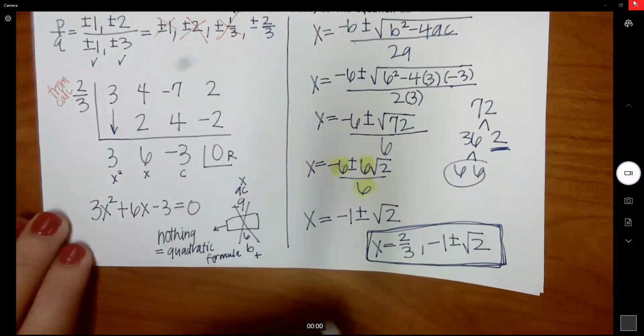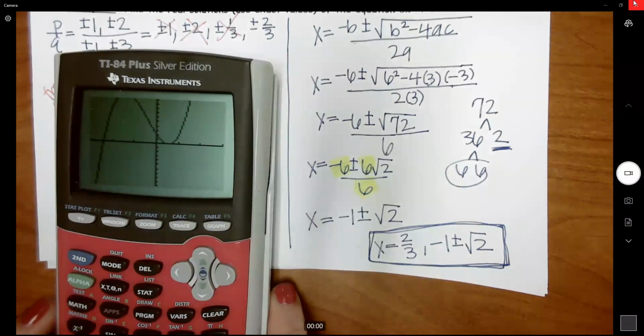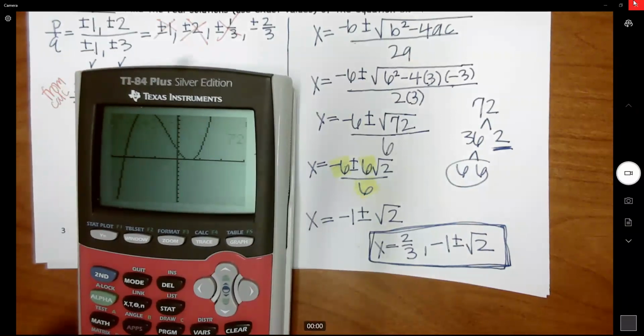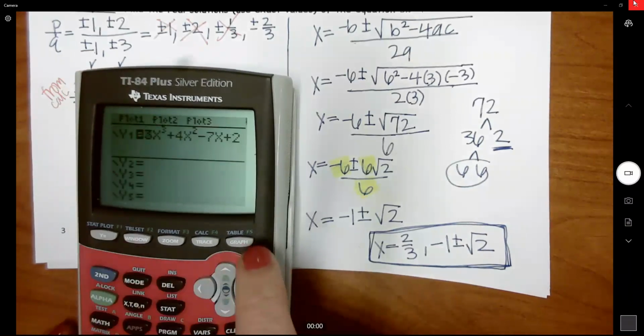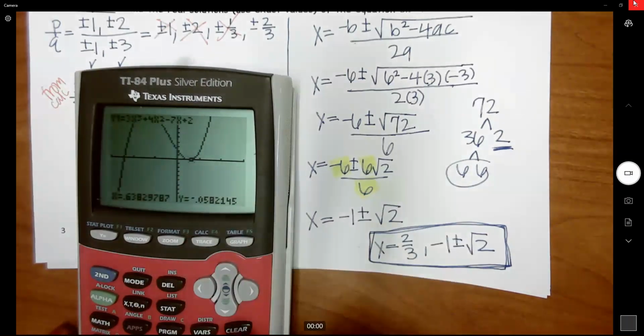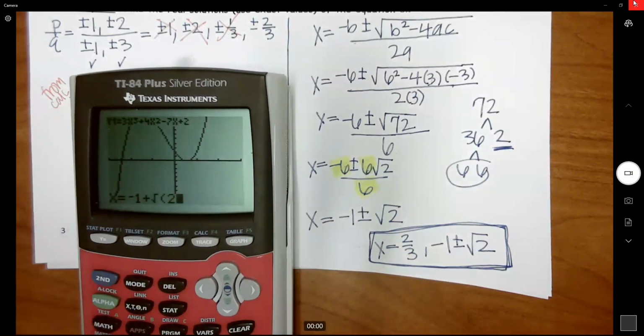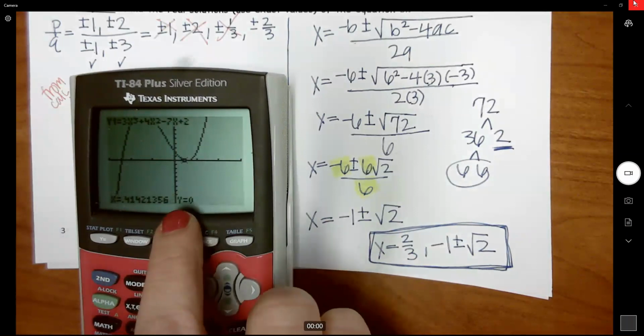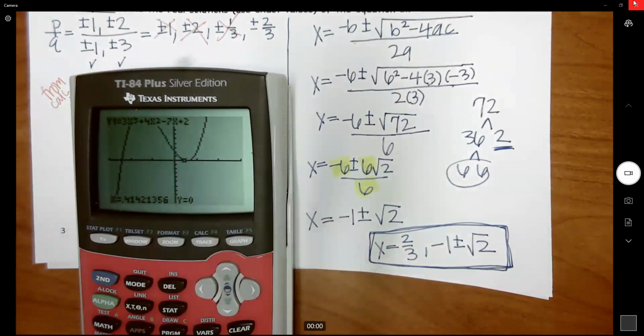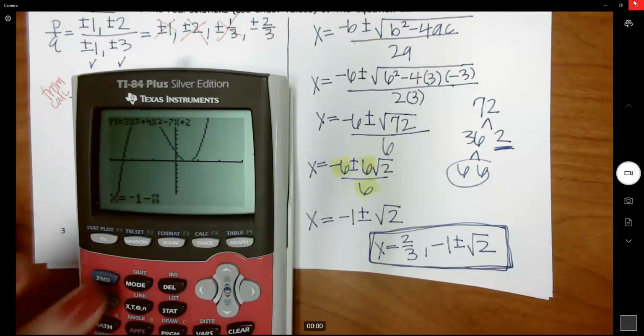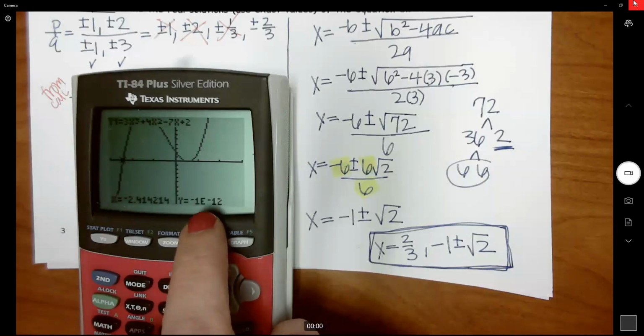So when I am looking at my graph, we can check this. Oops, I haven't hit trace. We have already done 2/3 is 0. If I put in negative 1 plus the square root of 2, we get 0. And if I do negative 1 minus the square root of 2, we basically get 0.